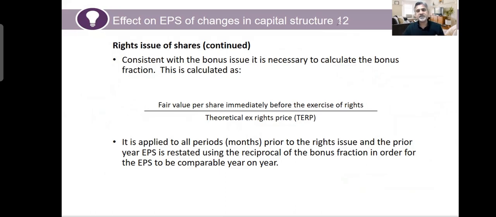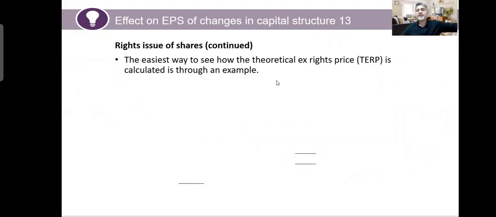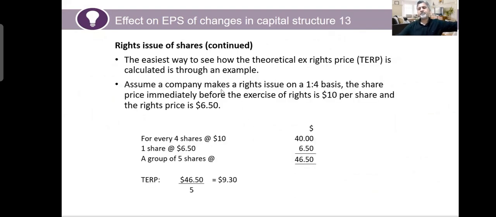Will the price fall down? Yes, it will fall down because the share price was 5. The company started issuing at 4. So when the business started issuing at $4, the market price is expected to go down. So how much will it go down? It will go down to 4.71. We call it TERP now. So rights issue, continue. The easiest way to see how the theoretical ex-rights price is calculated, this is the same thing they did. Okay, assume a company makes a rights issue on a 1 to 4 basis.